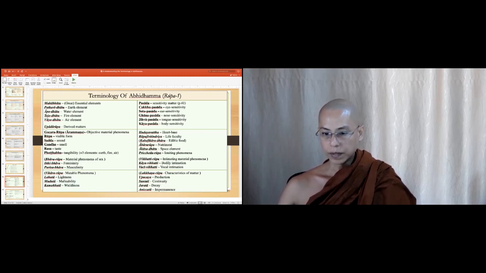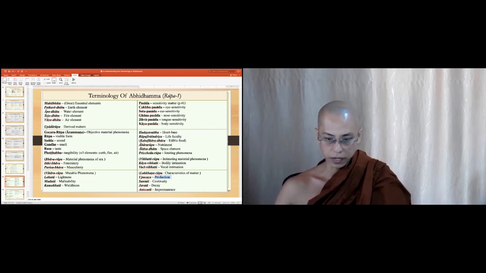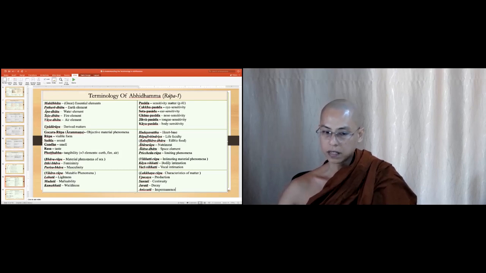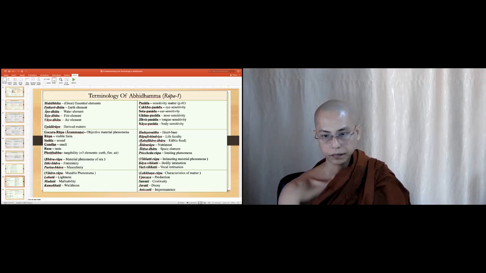Then Lakkhana Rupa, Lakkhana is called the characteristic. So the characteristics of matter are called the Lakkhana Rupa. These are Upachaya, Santati, Jarata, and Aniccata. Upachaya is production, the first moment, the past production. Then Santati, continuity, and Jarata, decay. Anicca, impermanence, so impermanence is disappearance. The last moment of the materiality is called anicca.